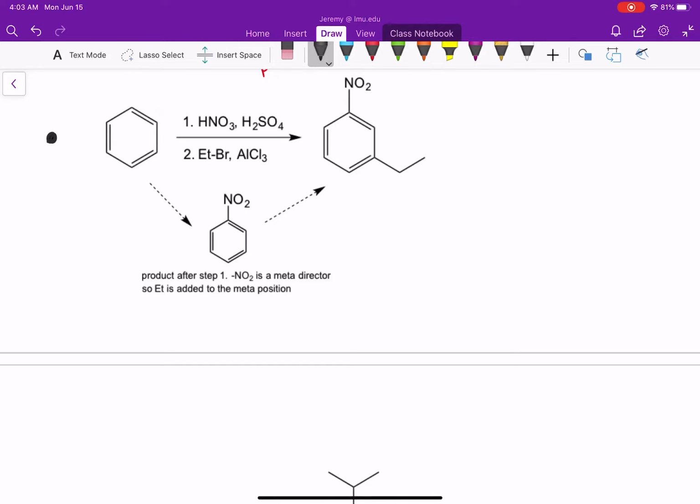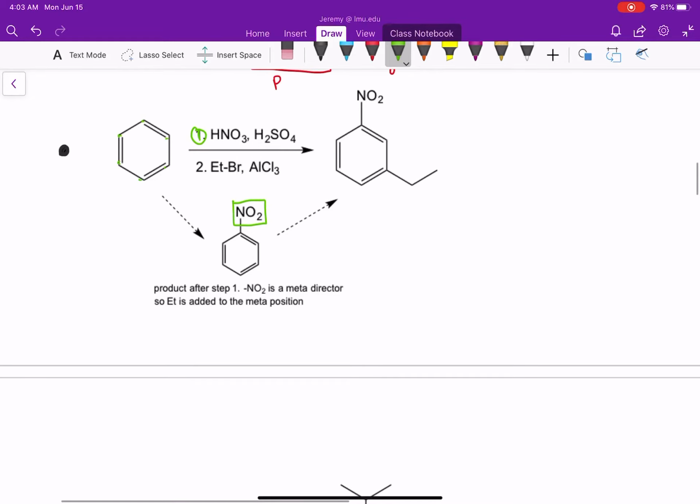Okay, let's look at another example here. So now I start with benzene. Our first reaction, HNO3, H2SO4, that will add a nitro group. We can add this to any one of our carbons. So we substitute a hydrogen for a nitro group. That can go anywhere. So this is the product we get after step 1.